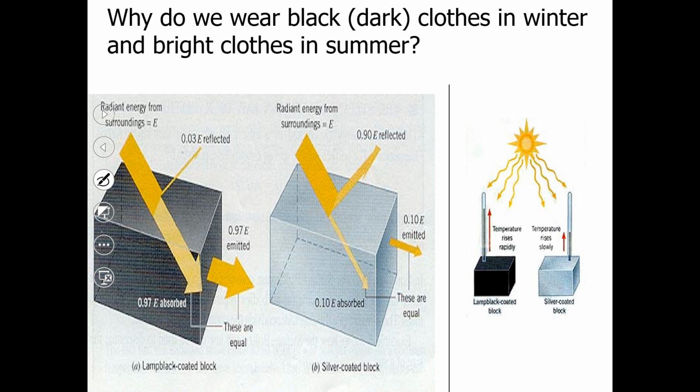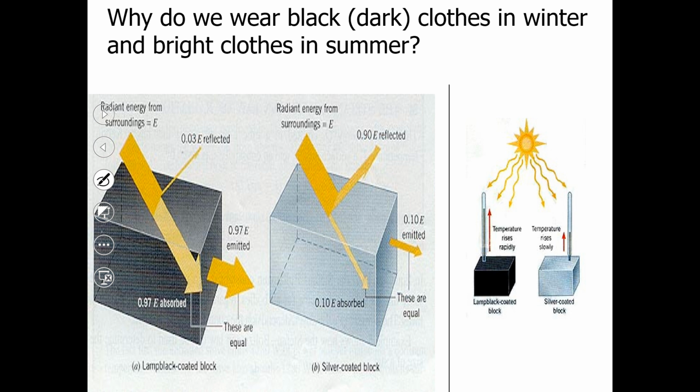Yes, why do we wear black or dark clothes in the winter? Or the opposite, why bright clothes in the summer? In the winter, the weather is cold. When we wear dark colored clothes, the sunlight is absorbed. It takes the sunlight inside. They do not reflect. When they do not reflect, the body will be warm.